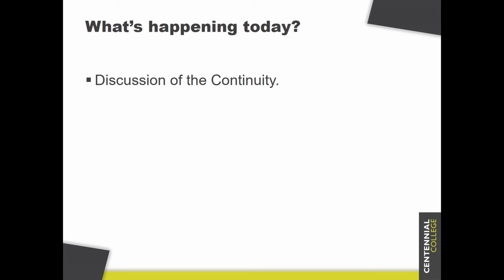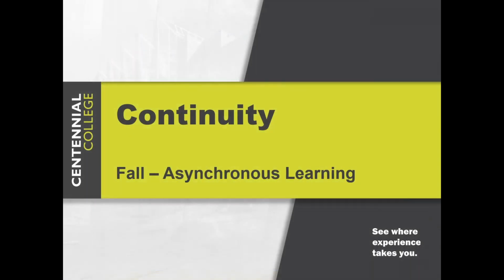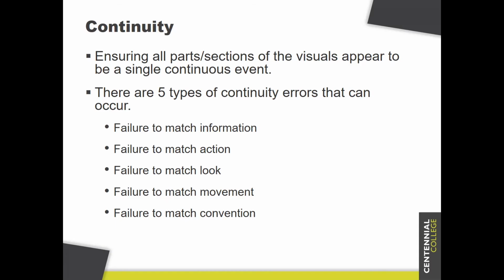Okay, let's get started. So continuity, what exactly is continuity? Continuity is ensuring that the entirety of your section of your film or your game, so it doesn't have to be the entirety of the film, but whatever little portion, whatever scenes we're talking about, that the visuals appear to be one single continuous event. That's the entirety of our goal, that everything appears to be one continuous event within that particular section of viewing, if we're talking about one scene in one location, for example, not the entirety of your film.